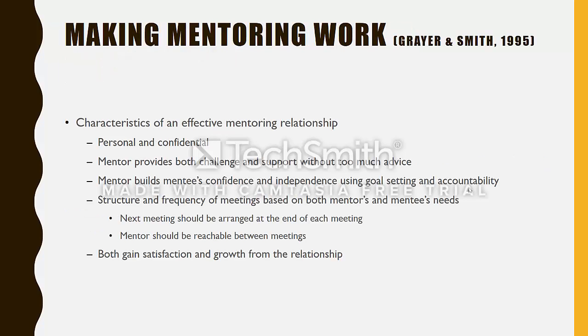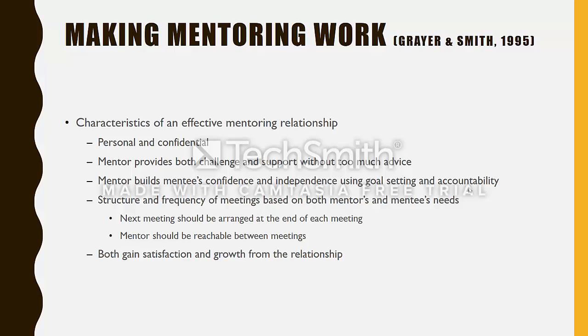And again, some research by Greer and Smith in 1995, they looked at how to best make mentoring work most effectively. And so they found in their research that some of the characteristics of the most effective mentoring relationships were that these relationships were very personal and very confidential, that there was a high level of confidentiality between the mentor and the mentee, and that good mentors provided both adequate challenge and support and not too much advice, which might be surprising because you would probably think of mentoring as a lot about offering advice, but that needs to be tempered according to the research that Greer and Smith did.